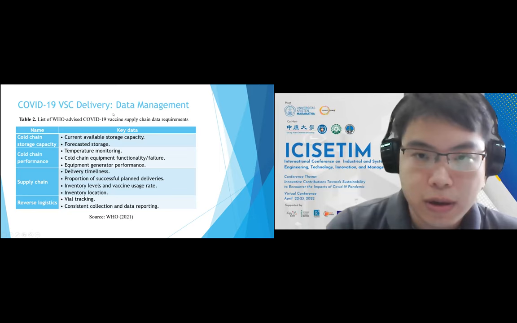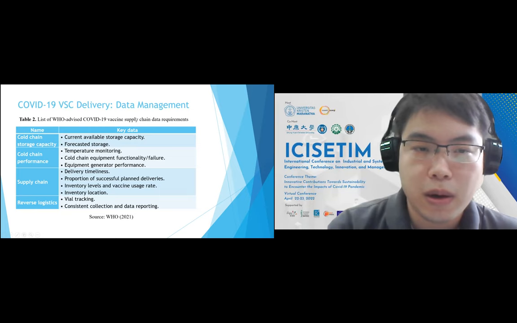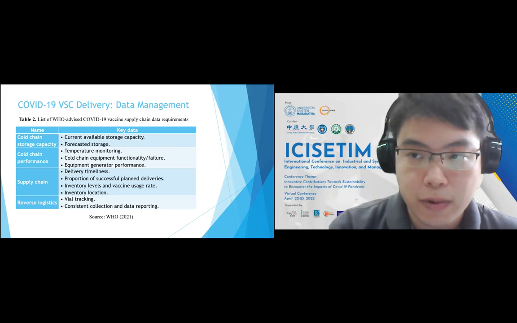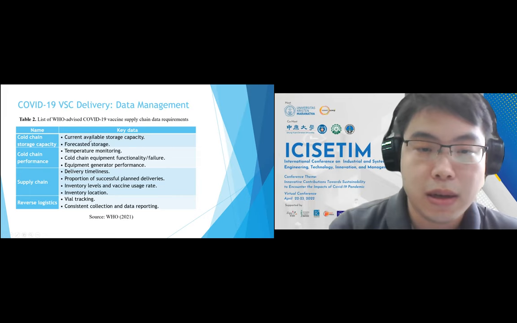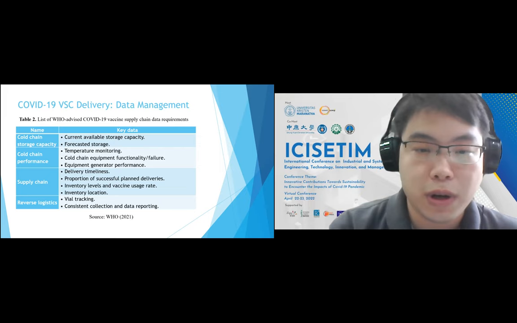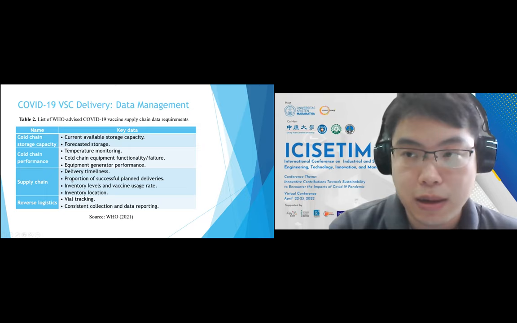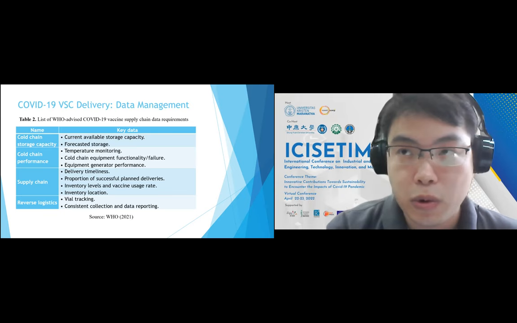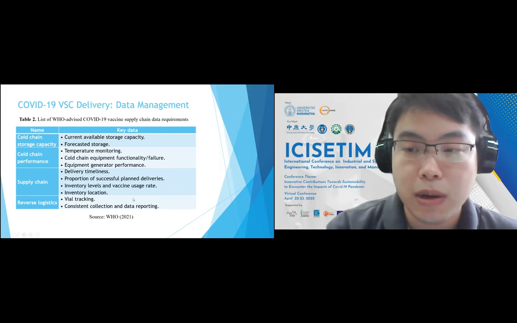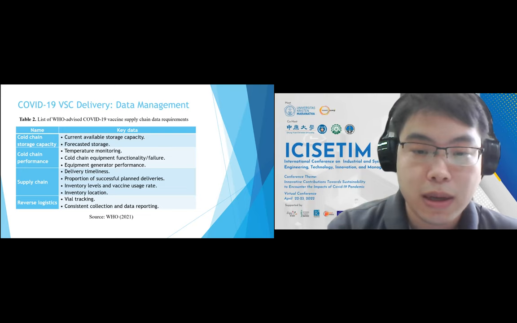When optimizing for such a system, we look at the data management requirements. And these were the World Health Organization advised COVID-19 vaccine supply chain data requirements, points for optimization that need to be taken into account when designing a system for COVID-19 vaccine supply chains: storage capacity, both current and future forecasts, and how well the cold chain can perform with its equipment infrastructure. And a major point is the supply chain. How timely can the deliveries be, and how can they be made without causing shortages and without oversupply as well, because oversupply leads to wastages in a situation where there are already shortages. And lastly, how to care for reverse logistics in terms of tracking materials and consistent data collection.